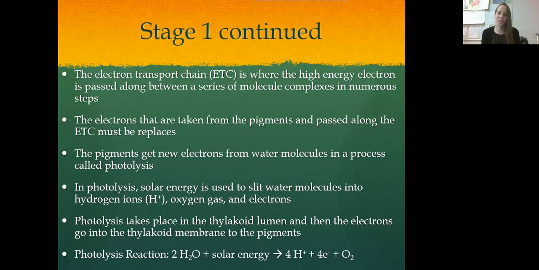The electron transport chain, which is ETC for short, is where high energy electrons are passed between a series of molecules, like a chain of molecules that transport electrons.